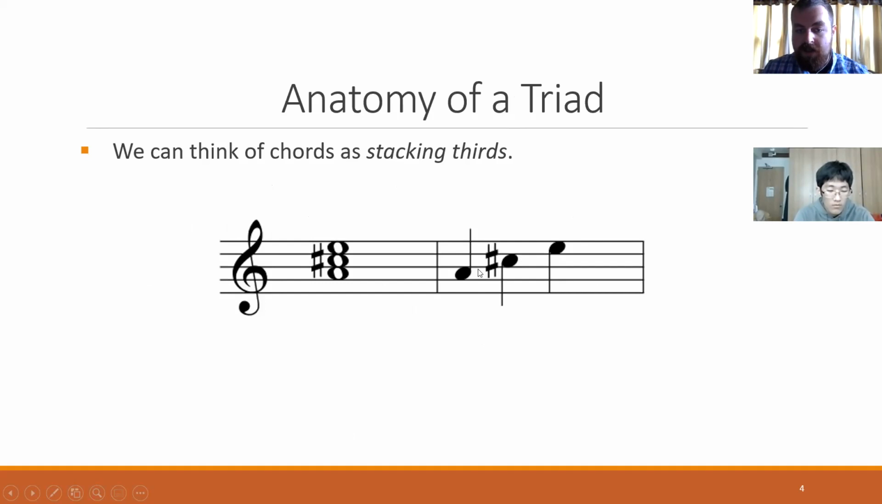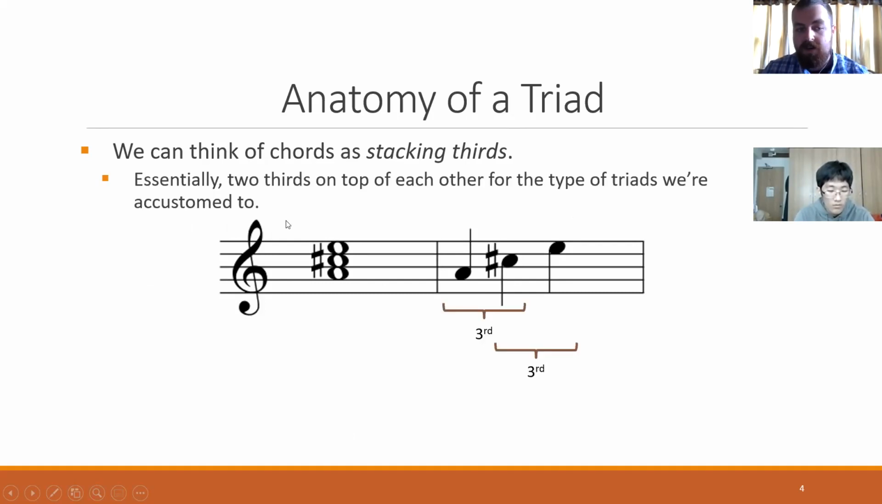Here are melodic intervals, and here are those same notes as a chord. We can think of chords as stacking thirds. Essentially, 2 thirds on top of each other form the type of triads we're accustomed to. So we've got a third here, we've got a third here. Whether or not it's major or minor is beside the point right now. We'll come back to that. But we have a third, we have a third.